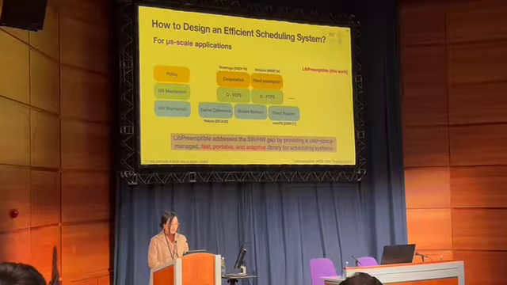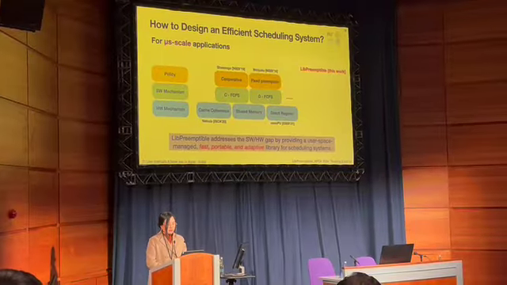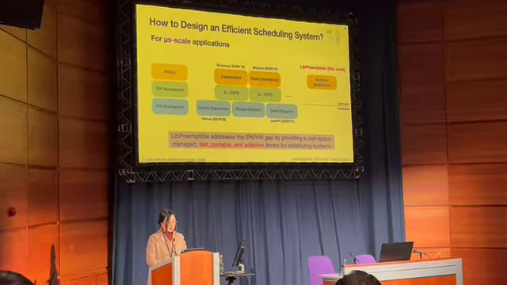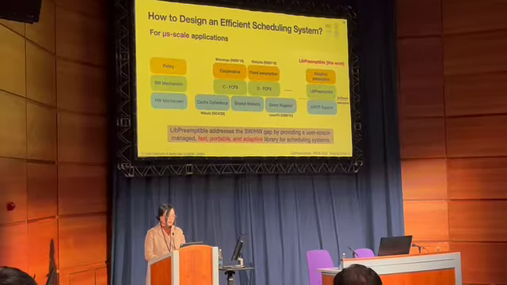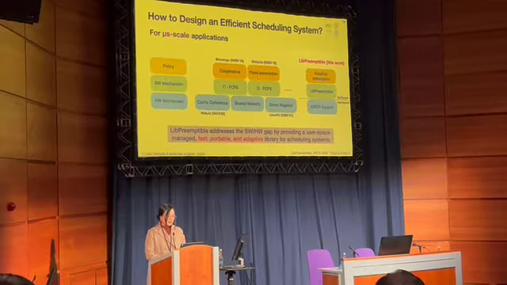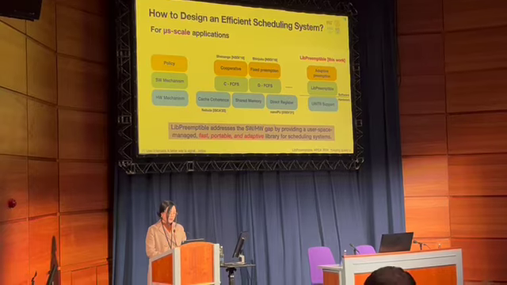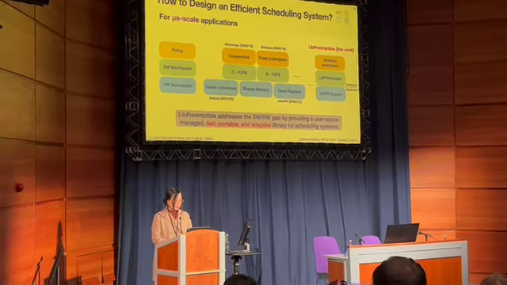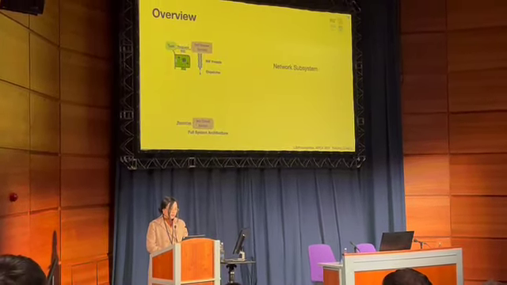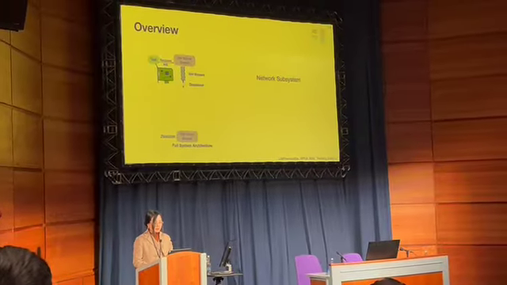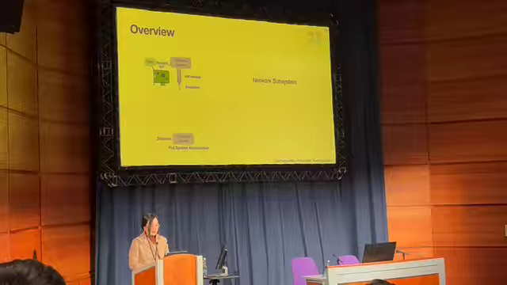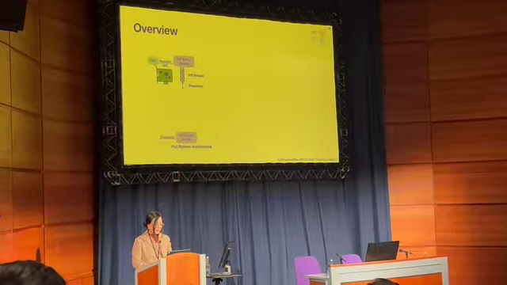LibPreemptible expanded the existing design paradigm. We introduced an adaptive preemption policy, a scalable and secure runtime on software, and a low-overhead preemption mechanism based on hardware user-level interrupt. Thus, it addresses the software and hardware gap and achieves a fast, portable, and adaptive library. So to understand our design and how to harmonize the hardware mechanism with software requirements, let's begin with an overview of a general scheduling system.